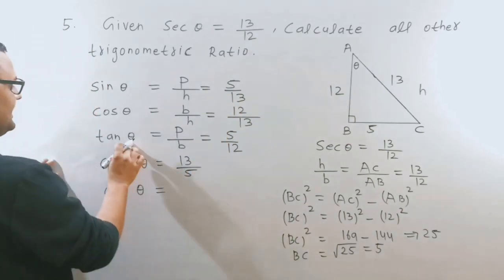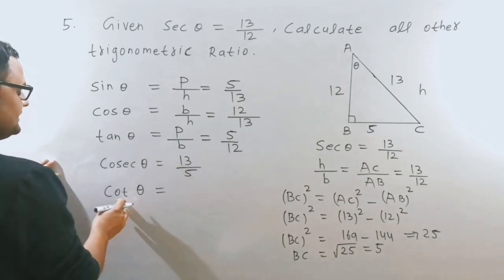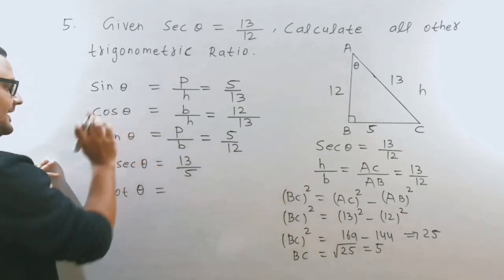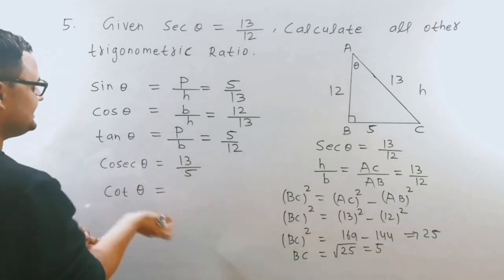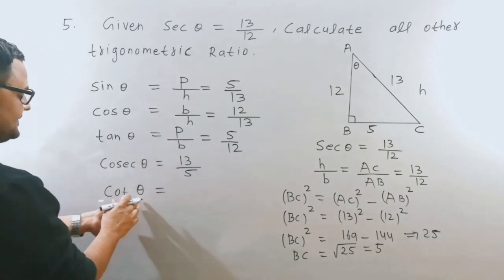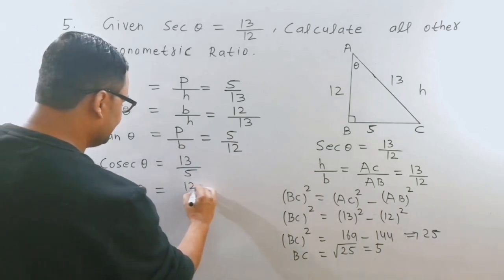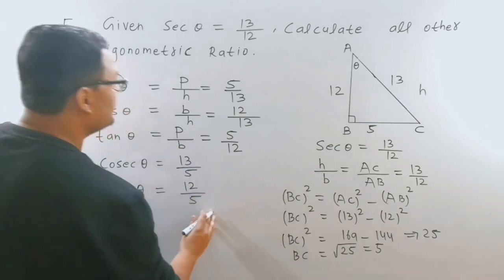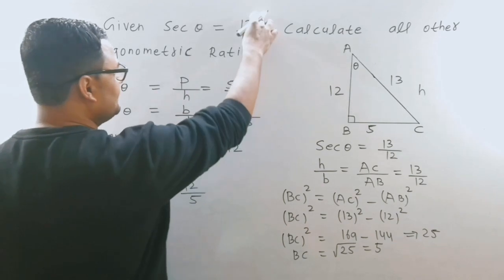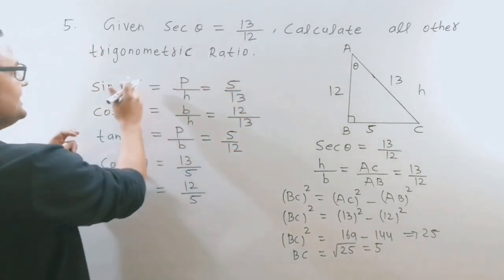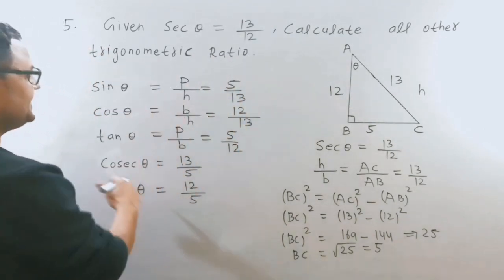And cot theta is the reciprocal of tan theta, or tan theta is the reciprocal of cot theta. So cot theta is the reciprocal of tan theta, 5 by 12, reciprocal 12 by 5. So sec theta is equal to 13 by 12. These are all the other trigonometric ratios.